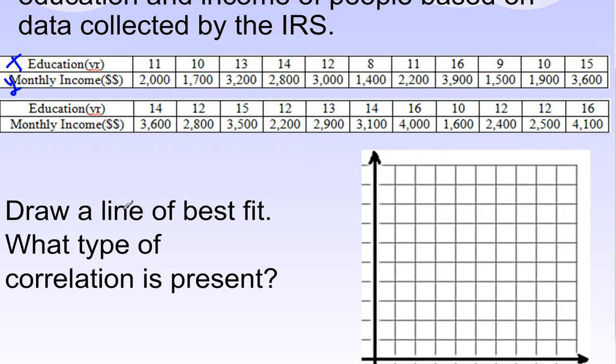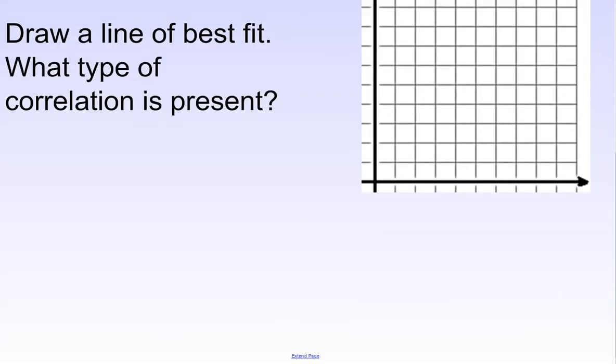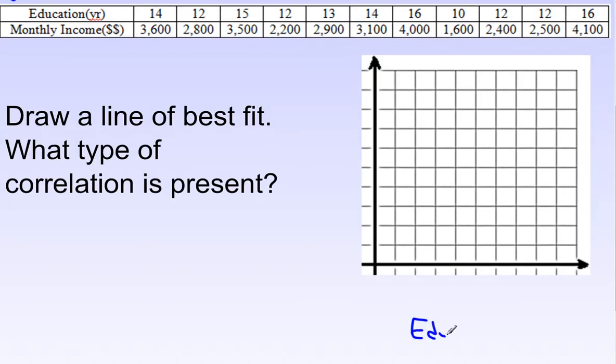So we want to draw a line of best fit, and it asks us what type of correlation is present. Well, in order for us to do all that, we have to start by making our scatter plot. So I'm going to make a scatter plot. We've got education, and we've got income.